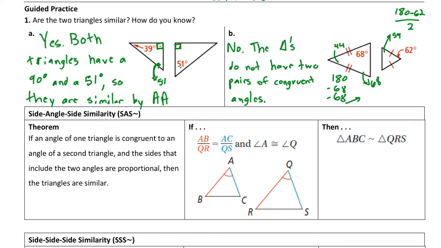So knowing that this is isosceles, this other angle in the first triangle is 68. 180 minus 68 is 44. In the other triangle, each of these angles, since it's isosceles, are 59 because 180 minus 62 divided by 2 is 59. So no pairs of congruent angles, not similar by AA.